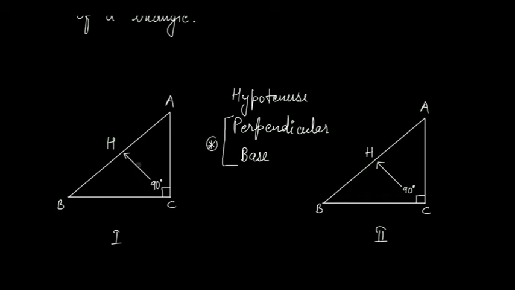Now the second thing is perpendicular and base. They are interchanged with each other, it depends on the angle. The hypotenuse will never change, but perpendicular and base change to each other according to the situation, according to the given angle. How? See here.